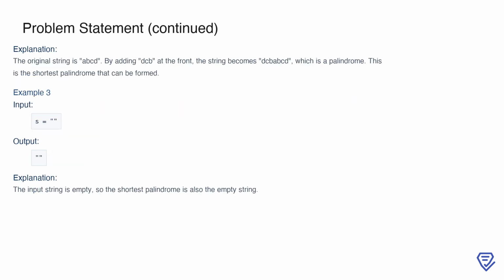In the third example, the input string is empty. Since an empty string is trivially a palindrome, there is no need to add any characters. Therefore, the output is also an empty string. This highlights how the problem handles edge cases like empty inputs. The key takeaway is that the solution must effectively handle strings of varying lengths and configurations while ensuring that the output is the shortest palindrome possible.